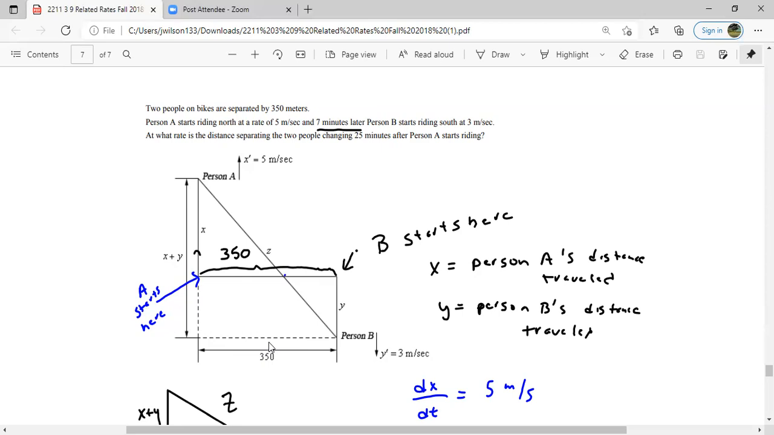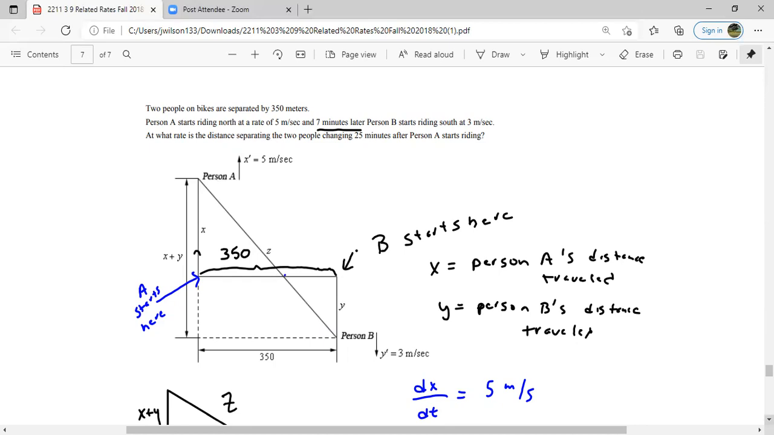And then what are we looking for? At what rate is the distance separating the 2 people changing 25 minutes after person A starts? So if person A is here and person B is here at that point in time, Z is the distance in between them. So we're really looking for dz/dt.